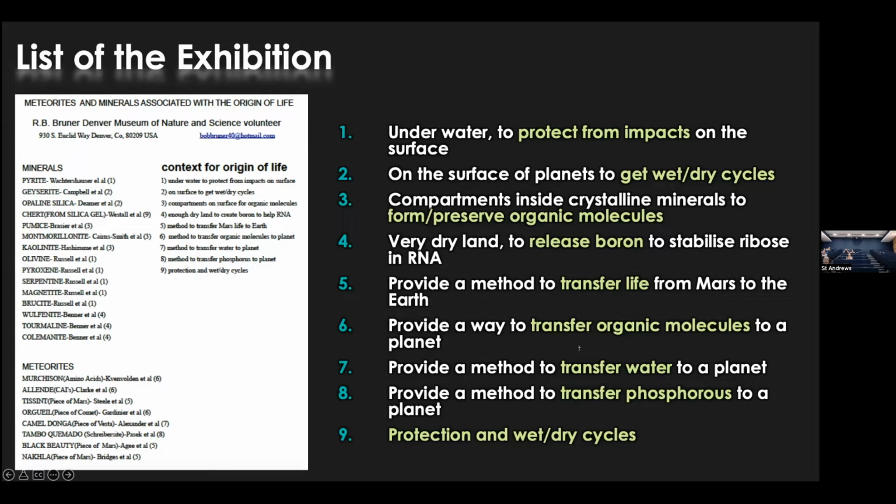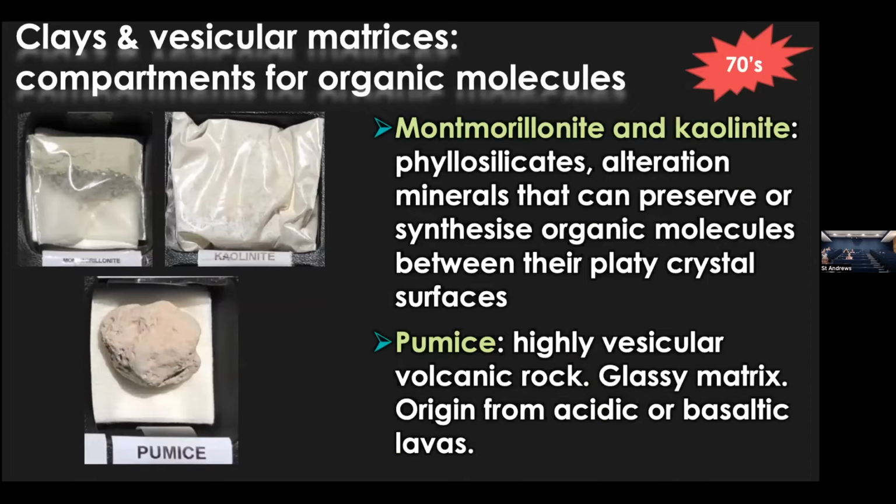And also transfer water. There are in this collection some meteorites again that can do this and demonstrate that such a thing could exist, and also provide a method to transfer phosphorus to a planet. And of course, some to protect and produce these wet-dry cycles that show that it can happen. So I picked some of these pictures of the collection and I show them here.